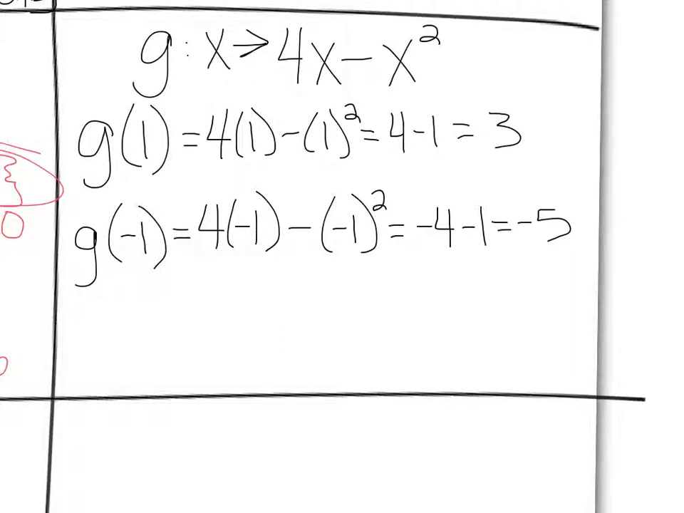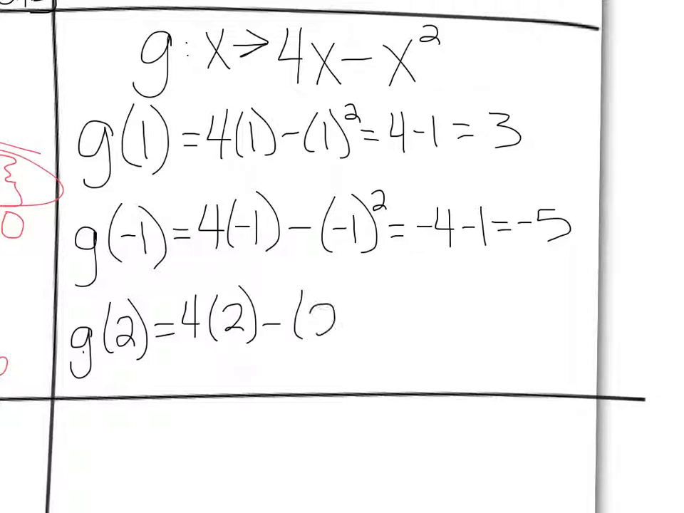And then finally, let's find g of 2. So if I plug 2 in for x, I have 4 times 2, which is 8, minus 2 squared, which is 4. So g of 2 gives me 4. Just looks a little different.